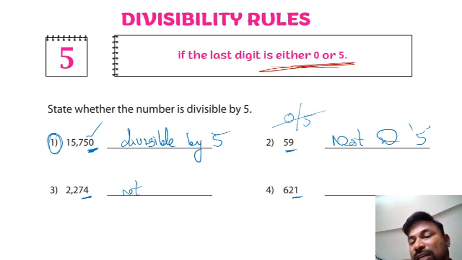The last one, we need 0 or 5. But what are we having? 1. Therefore, not divisible. Hope you are able to understand all the divisibility rules. We'll come back in the other video.